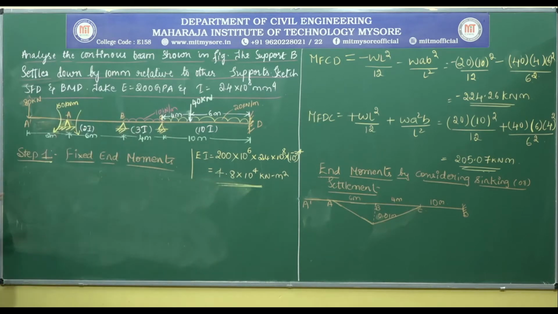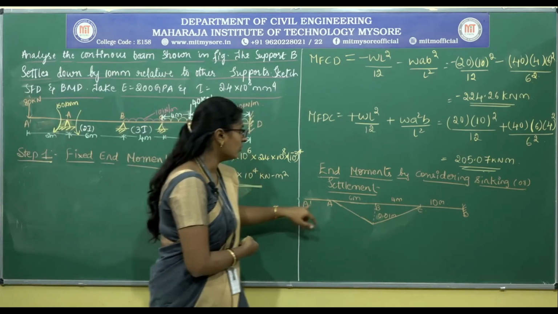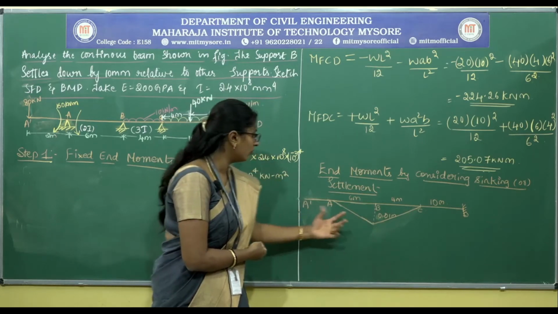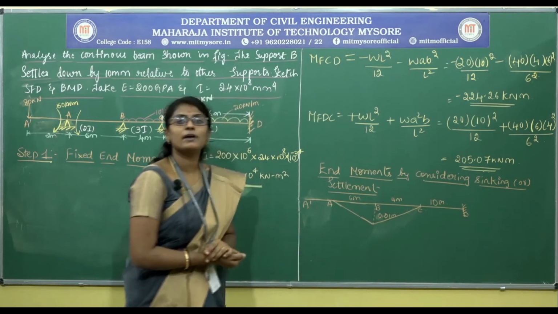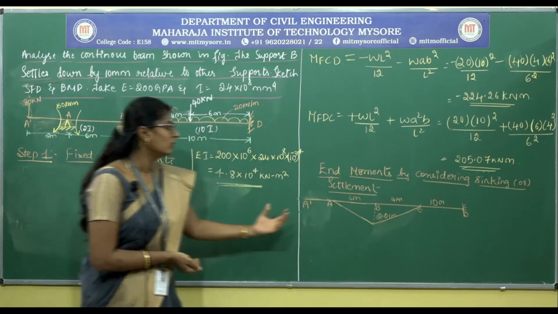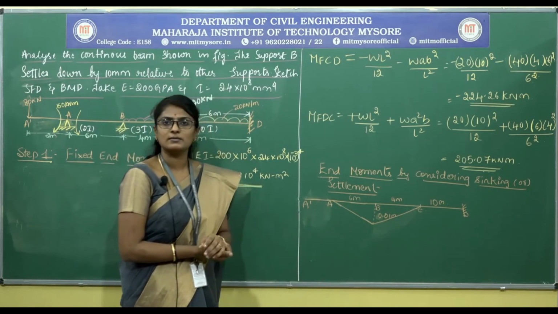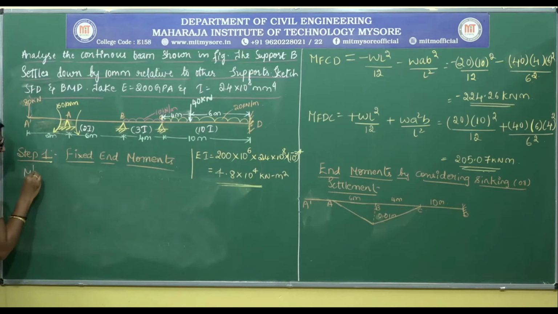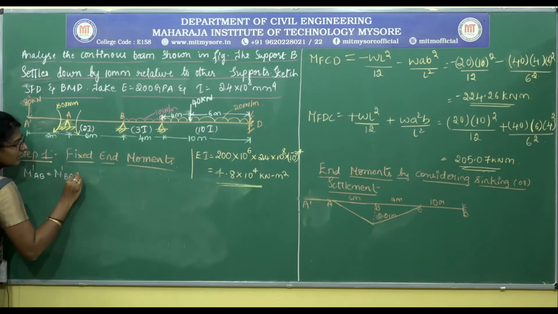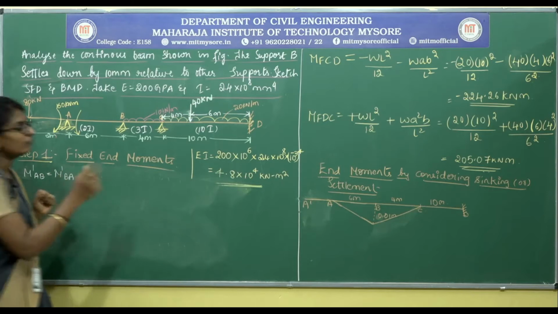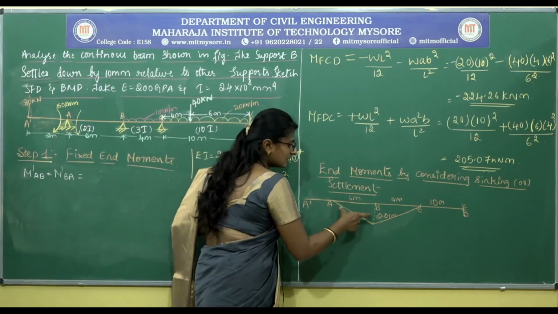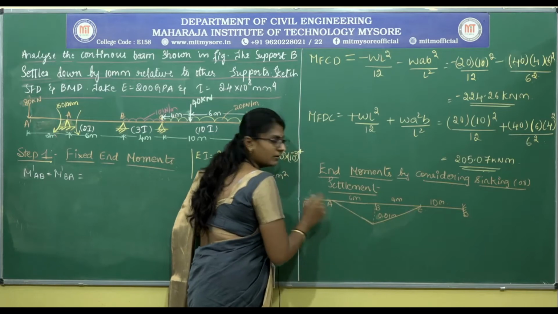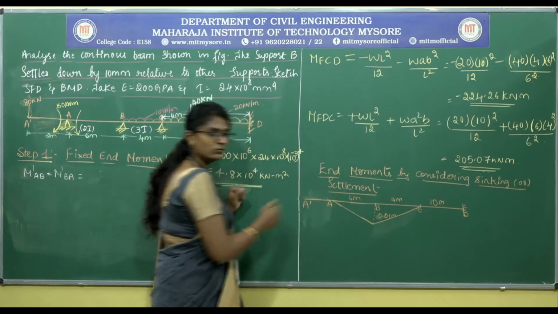For span A dash A, there is no effect of this settlement. So we don't need to consider this. And for this span, since the final end moment itself is calculated, there is no need to further calculate the fixed end moments. Then for span AB, that is M dash AB, M dash AB is equal to M dash BA, we have to consider the settlement here, since due to settlements there is a change in the moment at A and B both.